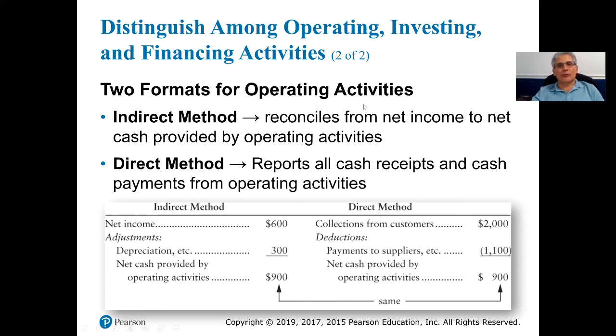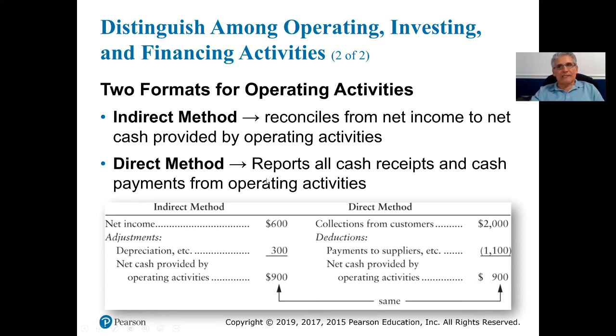There are 2 formats for the operating activities. There's the indirect method, which reconciles net income to net cash provided by operating activities. It is the most common method used by most companies. In fact, I have never come across a statement of cash flows that uses other than the indirect method. However, even though it is the most used, primarily because it is a simpler form, the method that is recommended is the direct method. And the direct method reports all cash receipts and cash payments from operating activities.